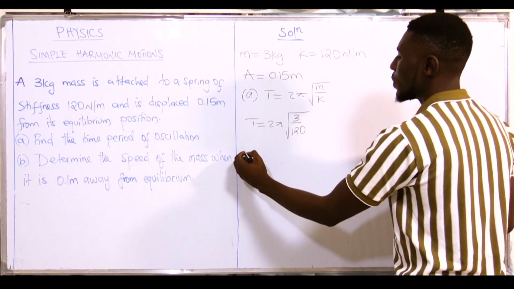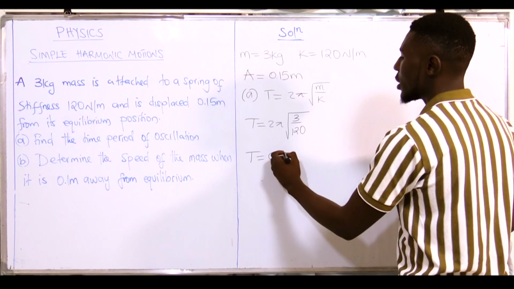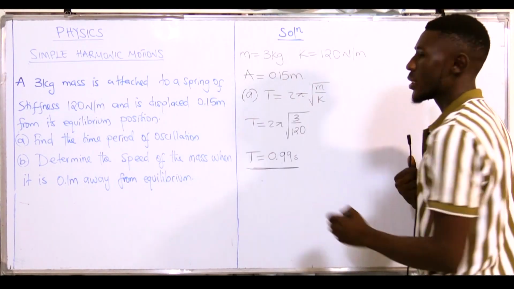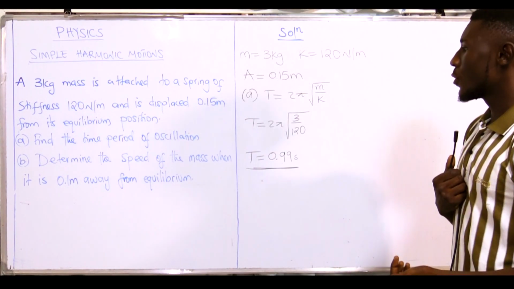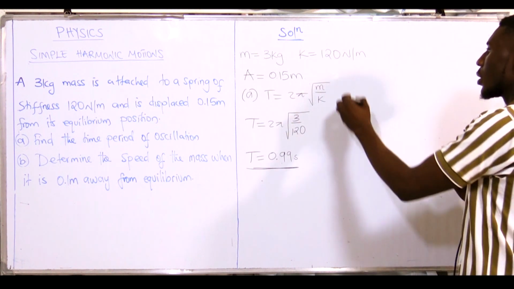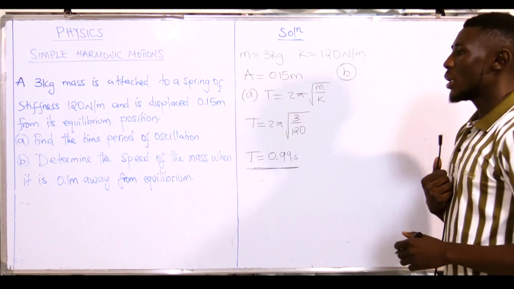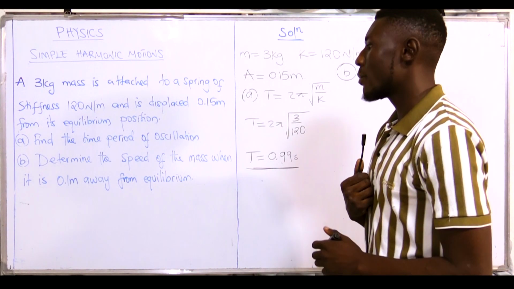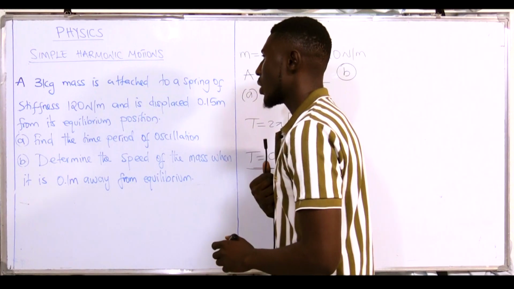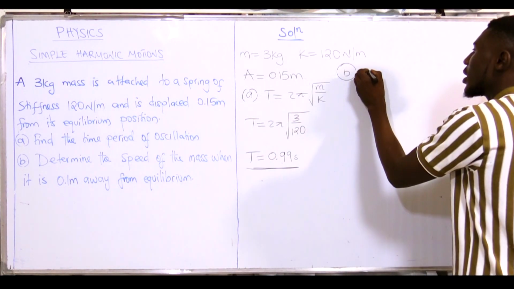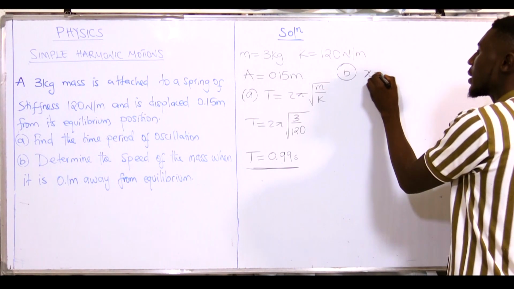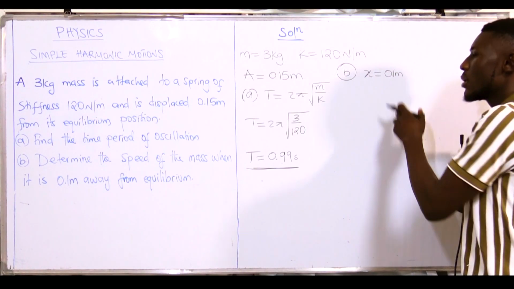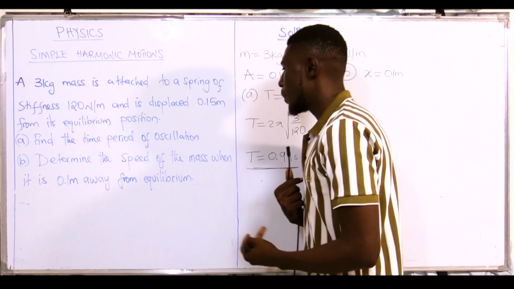Computing this gives us our period of 0.99 seconds, and the first part is done. We now move on to B. So B is simply telling us to determine the speed of the mass when it is 0.1 meters away. So here our displacement is simply 0.1 meters, and with this displacement let us find the speed.